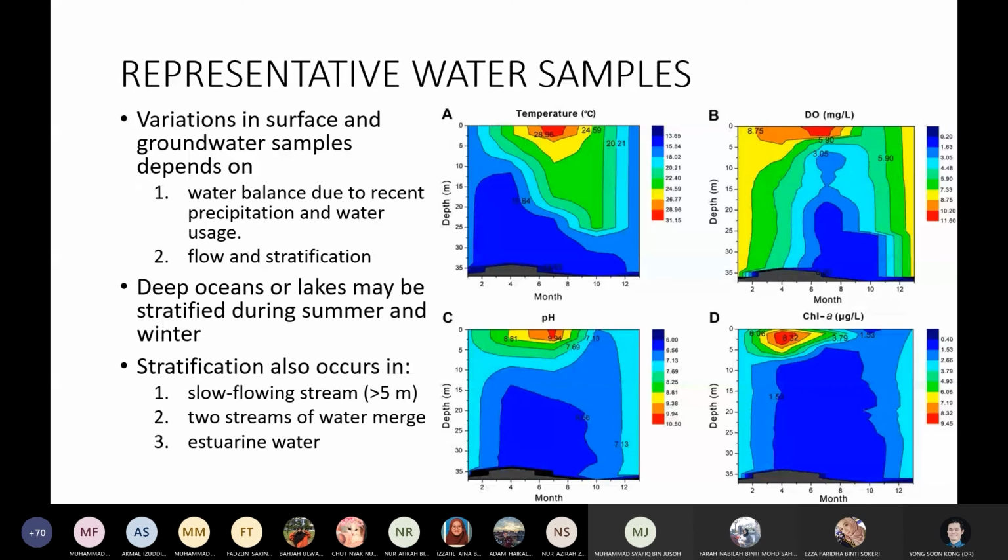Long story short, for those who are involved in air sampling, just get to know your weather patterns: temperature and wind direction, and also wind speed as well. So these are the examples.